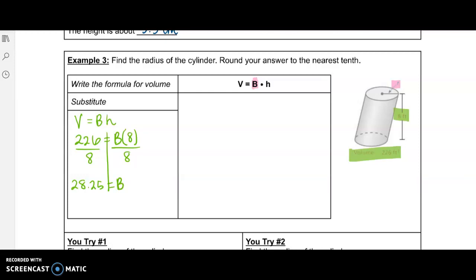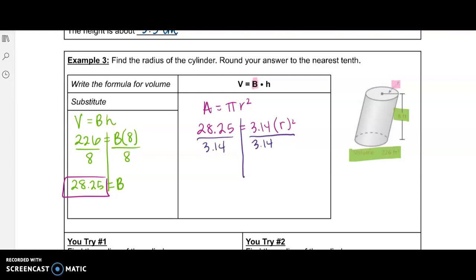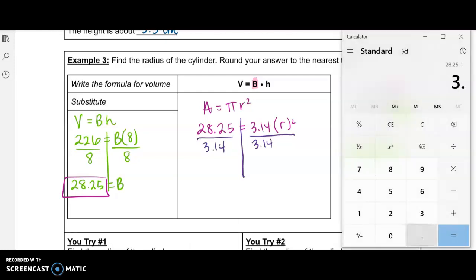So now we're going to plug that into our area of a circle. So the area of a circle is pi r squared. So our area is 28.25 equals pi, which is 3.14, times our radius squared. So just like we did on the other side, when we multiply by a variable, the inverse is to divide. So we are going to divide by 3.14 on both sides, and we get this crazy thing.